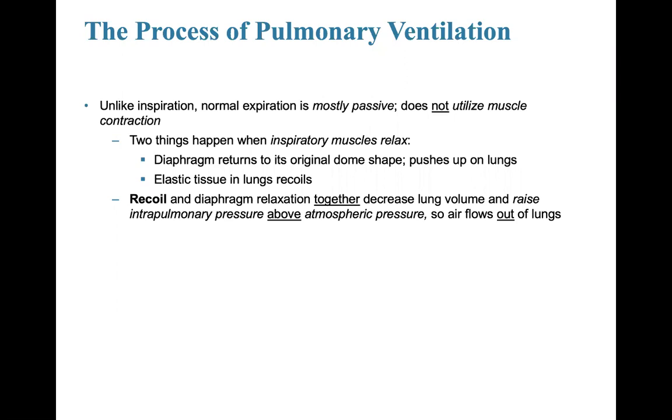Unlike inspiration, normal expiration is typically a very passive process. It does not utilize muscle contractions. Two things happen when the inspiratory muscles relax. The diaphragm returns to its original dome shape and pushes up on the lungs. The elastic tissue in the lungs will start to recoil. The recoil and the diaphragm relaxation together decrease lung volume and raise intrapulmonary pressure above that of atmospheric pressure. So now you're creating that decrease in volume and increase in pressure, which forces air out because it's greater than atmospheric.